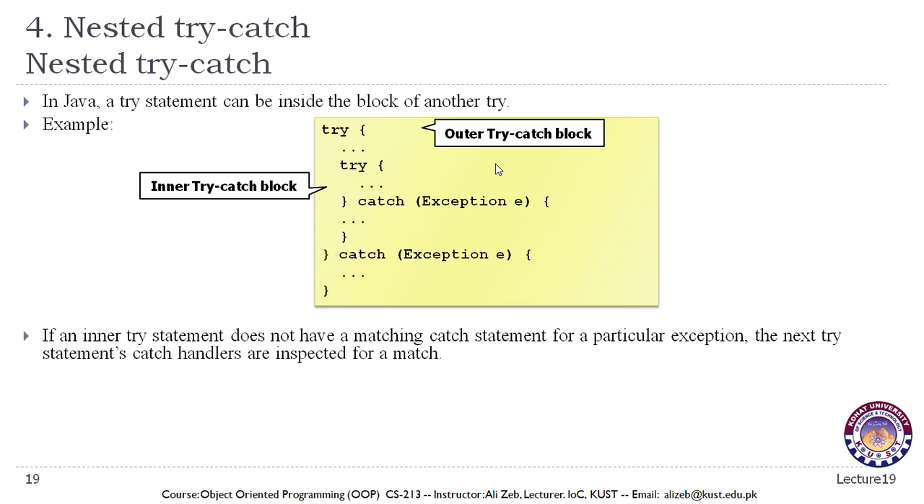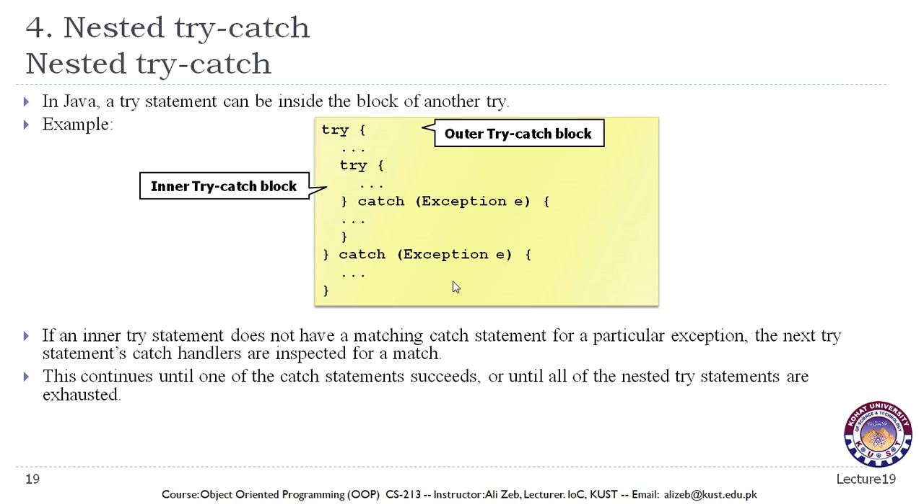If an inner try statement does not have a matching catch statement for a particular exception, the next try statement's catch handlers are inspected for a match. So for example, if an exception is not handled by this inner try catch block, then the system will try to look for the exception handler in this outer try catch block. This continues until one of the catch statements succeeds or until all of the nested try statements are exhausted. So we will keep checking. For example, if there are multiple inner try catch blocks and the exception is not handled by the inner block, then we'll keep looking for the catch blocks outside of this inner block.